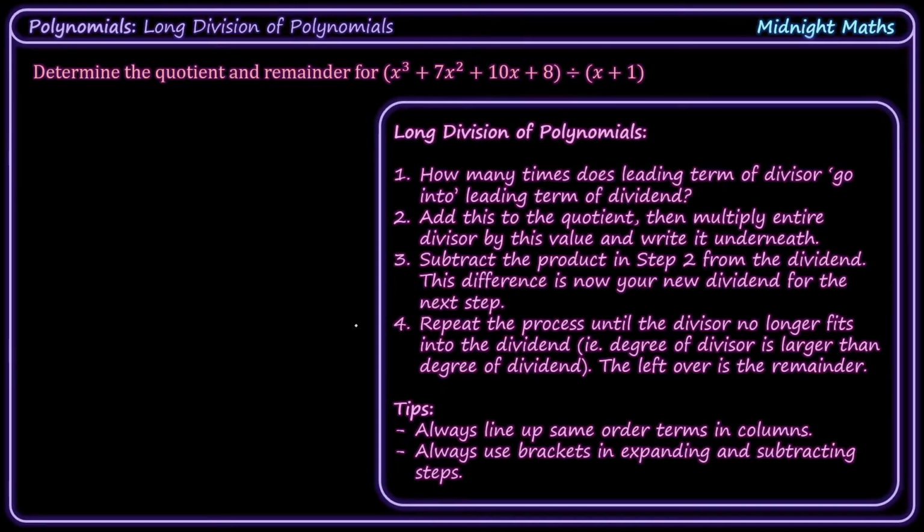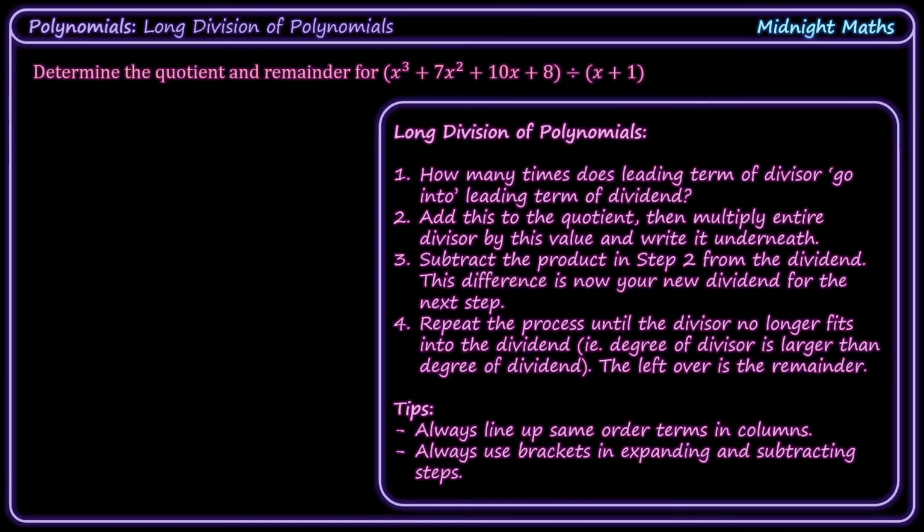Now, I'm not going to read these steps because it's going to be too hard to understand them without seeing an example first, but these are there just in case you wanted to put them into your notes. And these tips I'll just mention now. We're going to make sure we keep in mind that we're going to match everything up in columns. So we'll have the x cubes lining up with the x squares, lining up with the x's, just like you would line up the columns in your long division of numbers. And we're also really going to have to use brackets whenever you're expanding and subtracting anything.